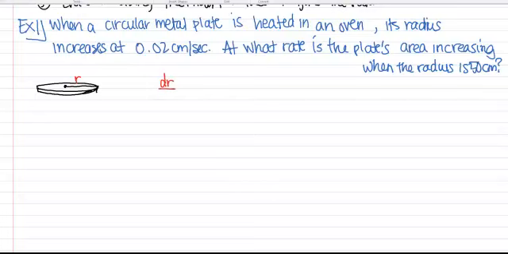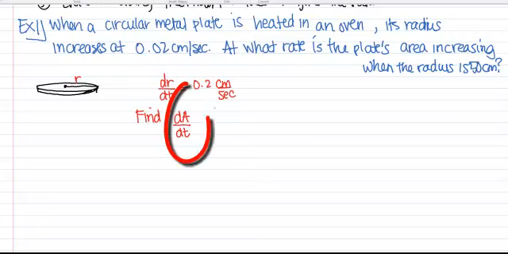So that means dr/dt, the rate of change of the radius with respect to time, is equal to 0.2 centimeters per second. We want to find the rate that the plate's area is increasing. So we want to find dA/dt. Now here's some notation that you might not be familiar with. You really need to notice this phrase: when the radius is 50 centimeters. So I'm going to put this big vertical bar, it's a conditional, basically means when. So find dA/dt when the radius is 50.